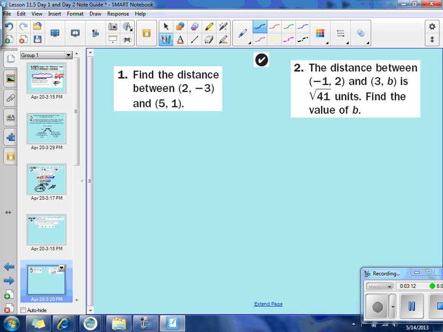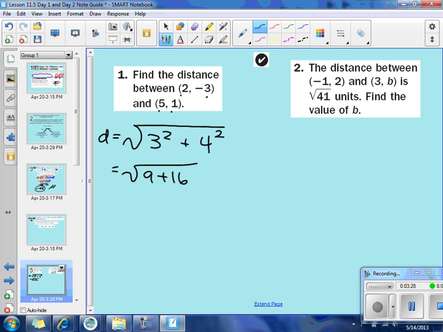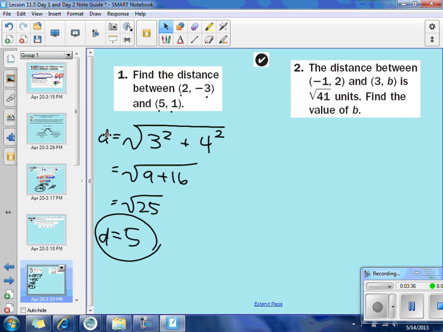So on your checkpoint number 1, your distance equals the square root of, from 5 to 2 is a distance of 3. And from 1 to -3 is actually a distance of 4. So that is 9 plus 16, which is 25, and the square root of 25 is 5. My distance would be 5 exact units on that one.